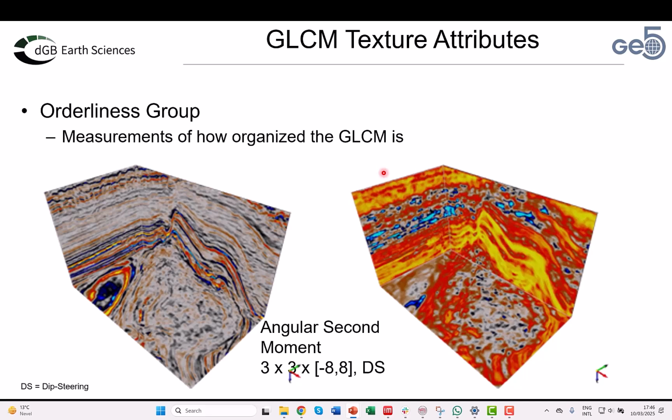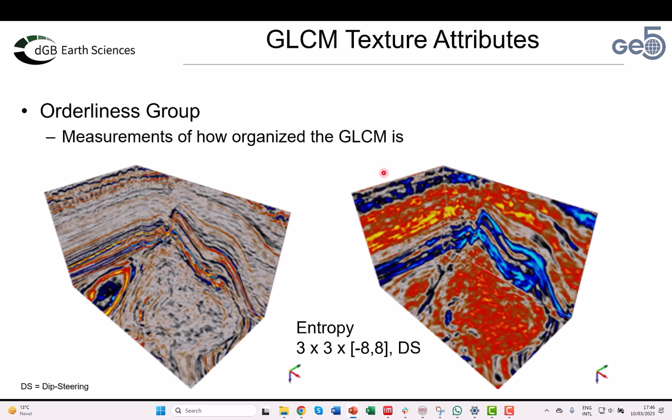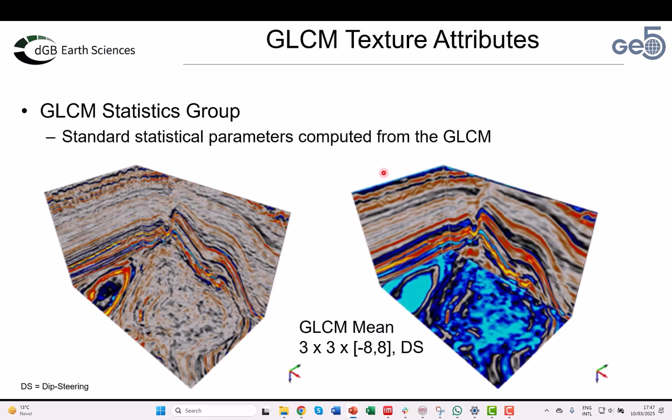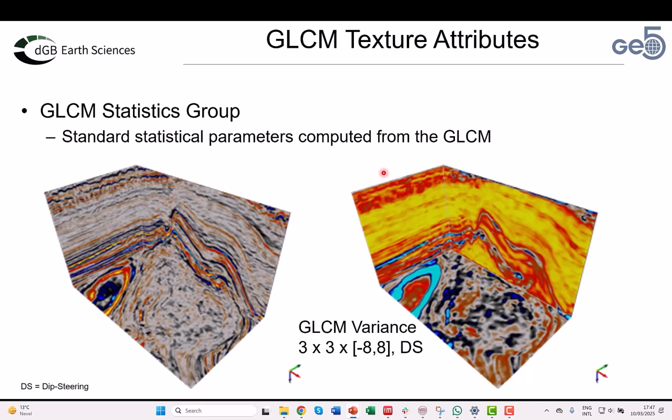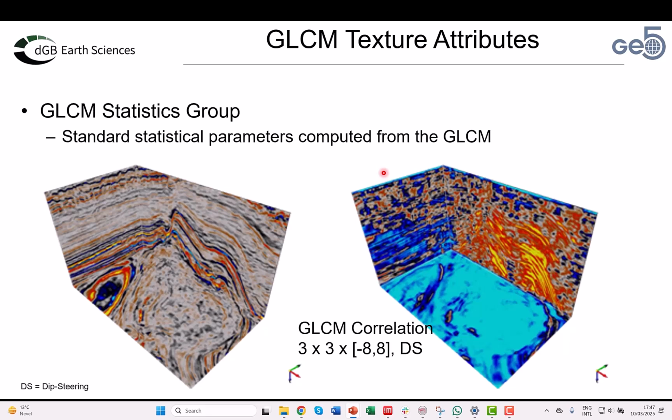And then we come into the next group, and that is called the orderliness group. And these are measurements of how organized the GLCM matrix itself is. This particular attribute is called the angular second moment. This one is the energy, and this one is the entropy. All part of the orderliness group. Now the third group is just statistical measurements. So on the right we see the GLCM mean, the GLCM variance, the GLCM standard deviation, and GLCM correlation.